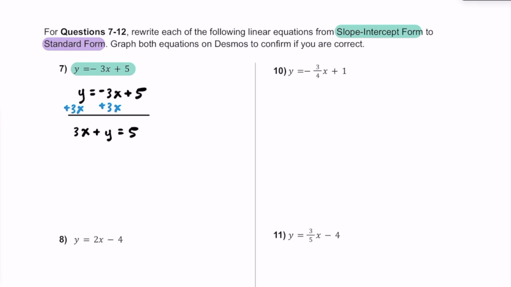So in this particular case, this is all we had to do because we already have our a, b, and c. A is 3, b is positive 1, and c is 5. And they're all integers, and specifically a is also a positive integer or a natural number, so that's perfectly fine. This is the same linear equation in standard form.